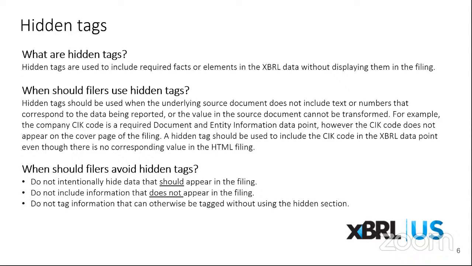Hidden tags should be used when the underlying source document does not include the exact information you want. The company's CIK code, for example, is probably the best example of this, because nobody actually puts their CIK on their 10Q or their 10K. However, it is required to be in their document, so it has to be added as a hidden fact. Inline XBRL has a special section of the document called IX Hidden. It's at the top of every Inline XBRL document, and you can see all the hidden facts in there.